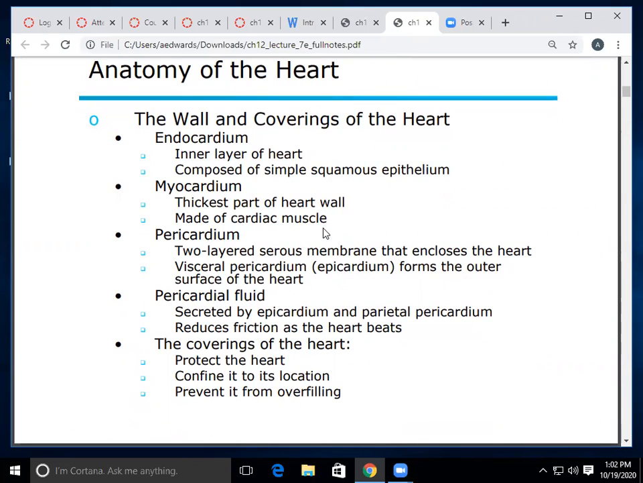All right. So how does your heart work in terms of its wall and its coverings? So remember, endo is inside, so endocardium is the inside layer of your heart. You have simple squamous epithelium there, one layer of flat cells. Myocardium is going to be your thickest layer in your heart wall. Remember, myo has to do with muscle, cardium has to do with the heart. So as you can tell, it's made up of cardiac muscle tissue.